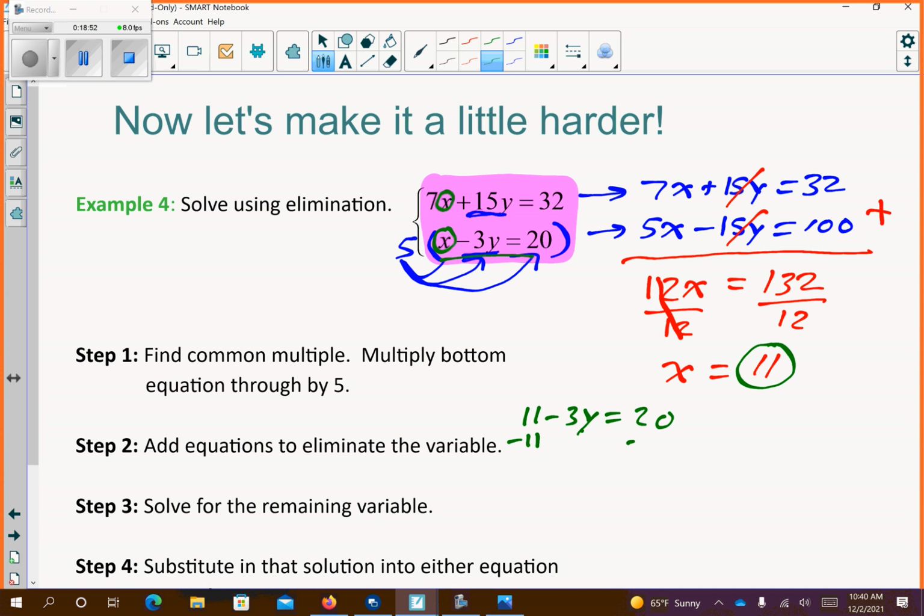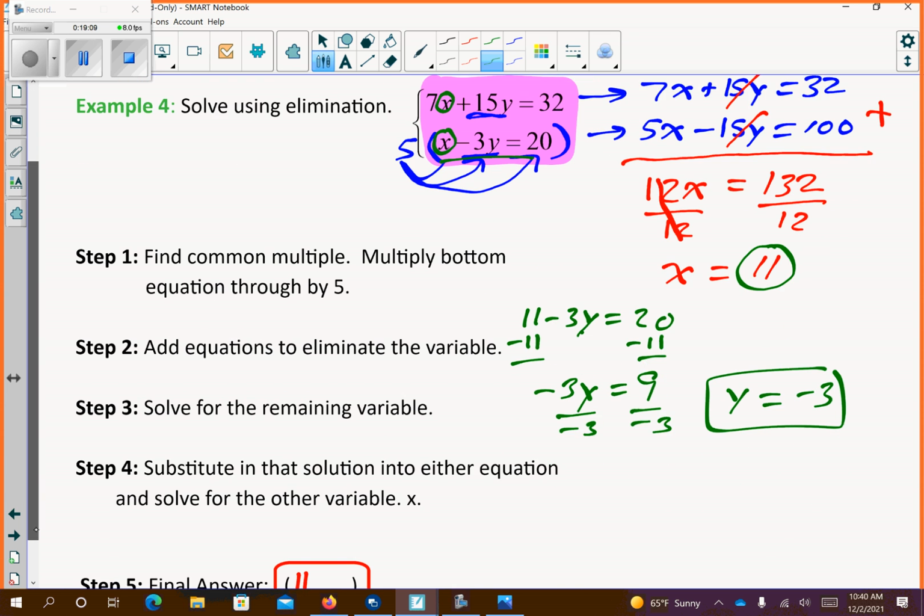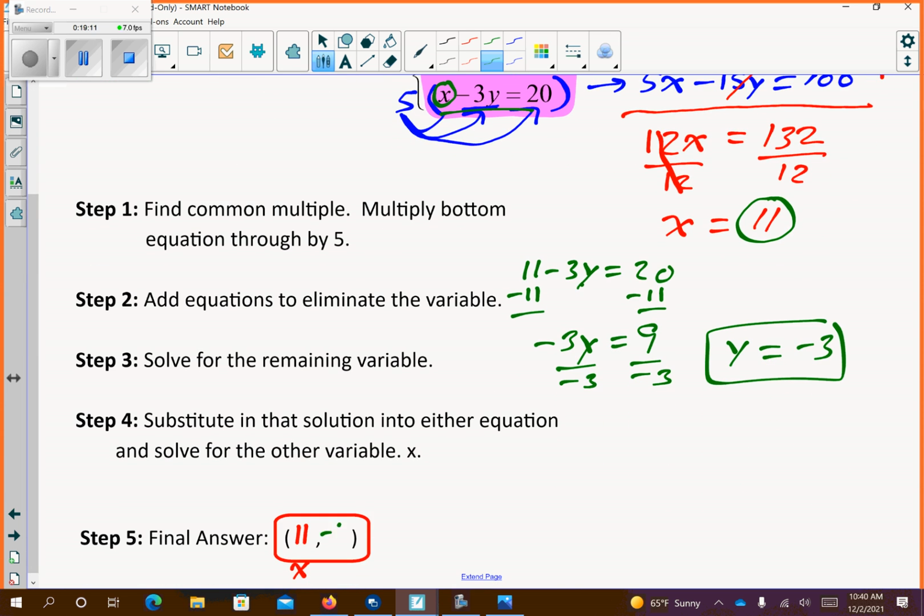Subtract 11 from both sides. So I get -3y is equal to 20. Subtract 11 is 9. Divide each side by -3. So y equals -3. So that's my second answer. It's not plus 11. Well, originally, that's good catch. So this right here doesn't have a sign in front of it, so it's technically a positive, so I want to do the opposite to it.